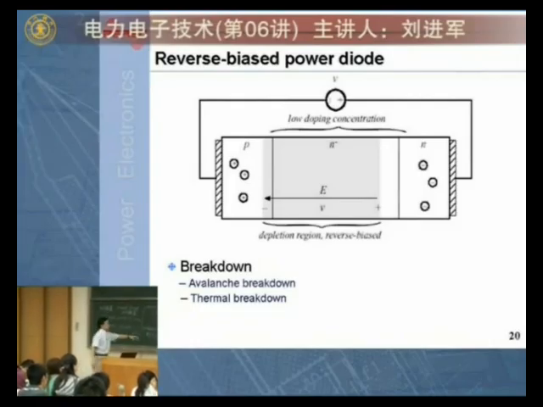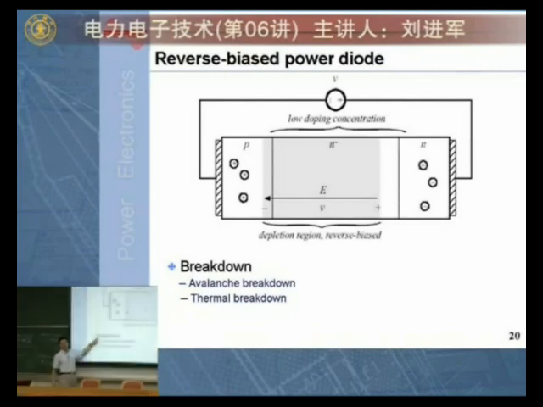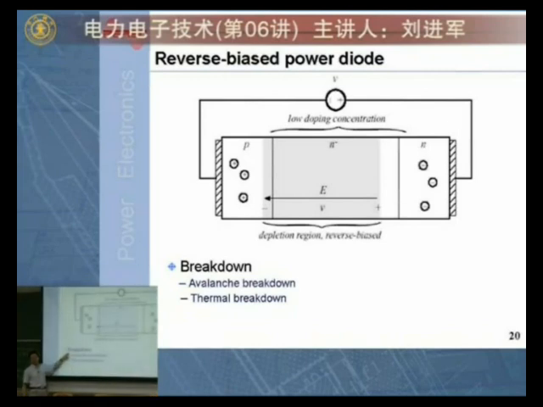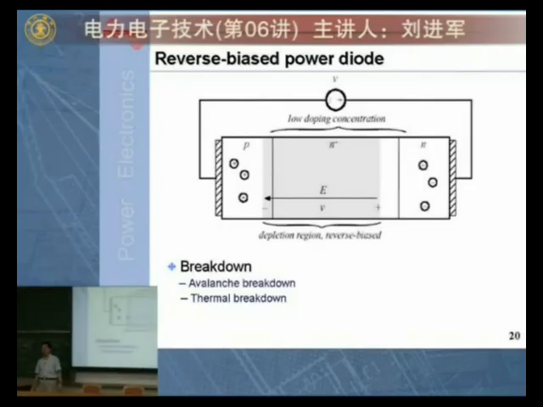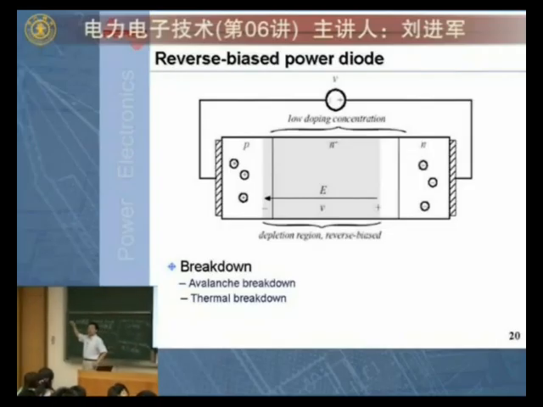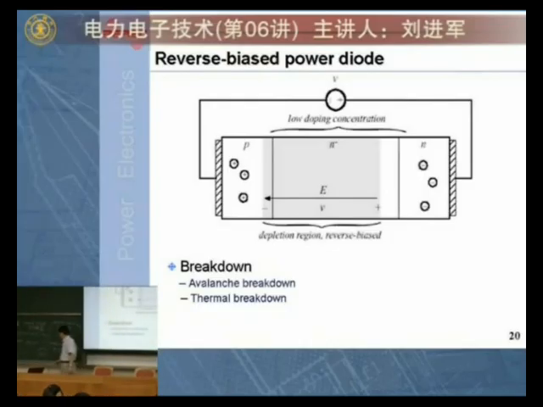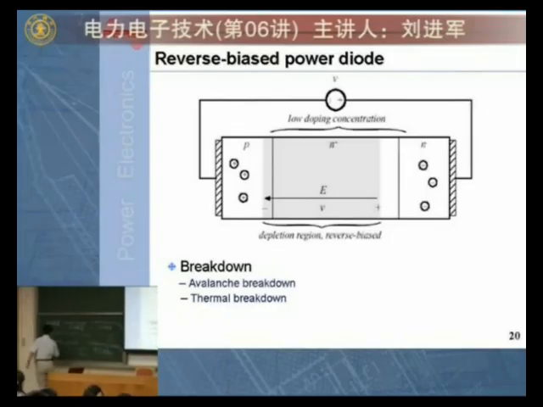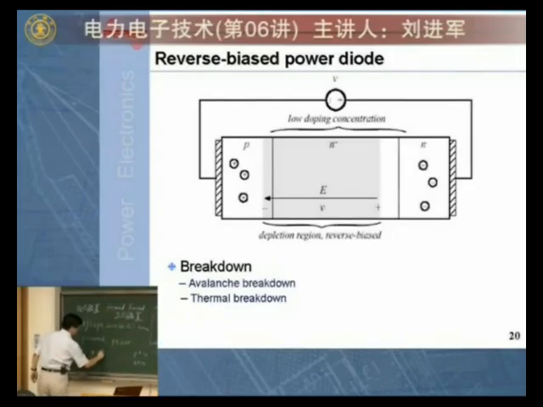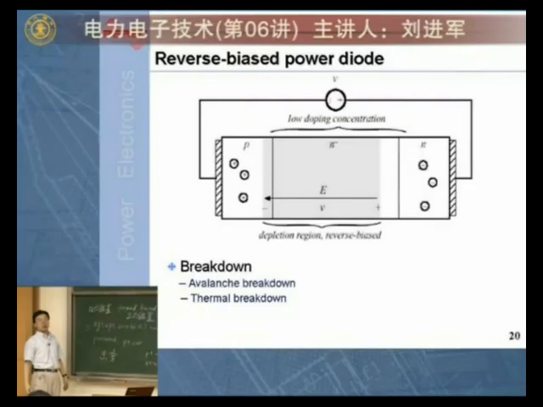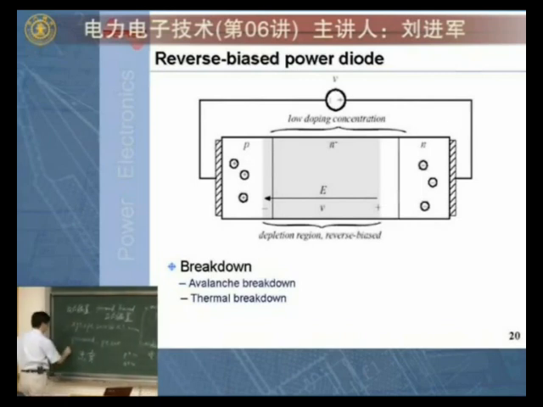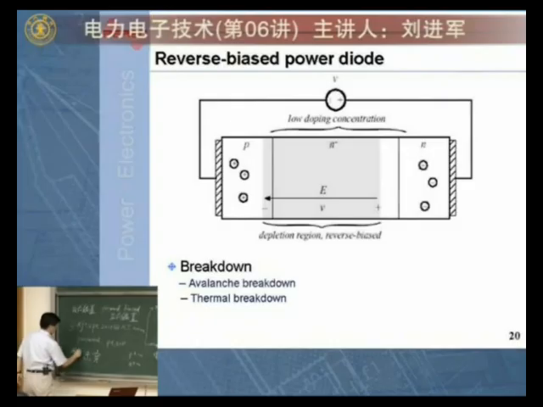Okay? Of course, there is a limit. There is always a limit. The ability to handle high voltage, there's always a limit. When this voltage is large enough, there will be avalanche breakdown. We have a special name for that in Chinese. Breakdown, when this voltage is too high. Usually this breakdown is called avalanche breakdown.